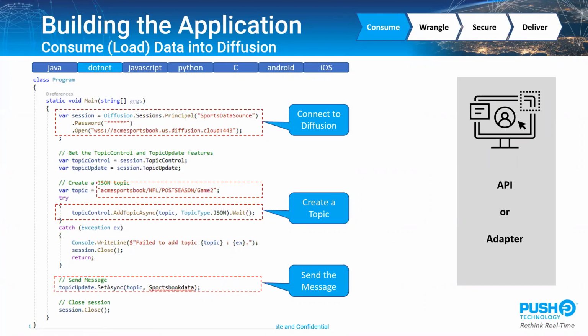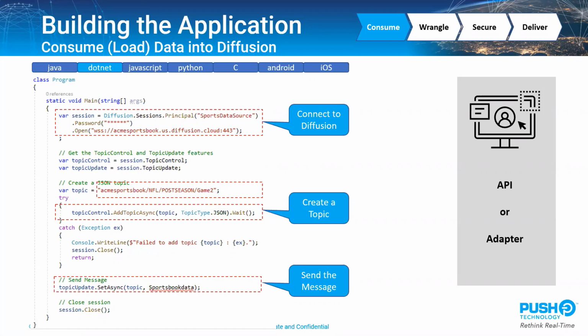So the first step is consumption of that data, loading it into Diffusion. Now, Diffusion has a couple of mechanisms to do this. We have a rich set of APIs. These are intelligent APIs, which have the ability to perform that delta compression just through using the API itself. The APIs are available in a number of different languages, across Java, this example happens to be in .NET, JavaScript, etc.